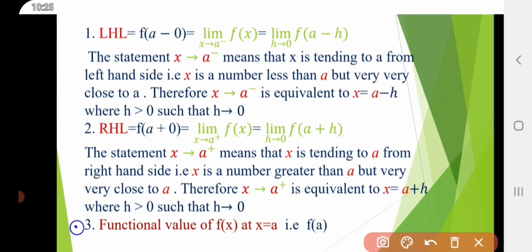Now functional value of f of x at x equal to a, this is the functional value.